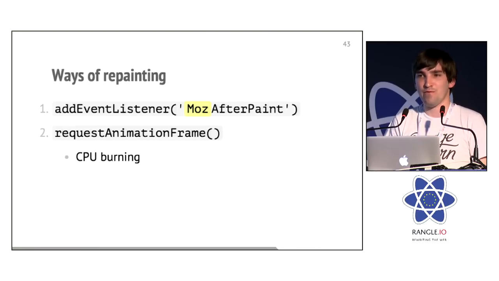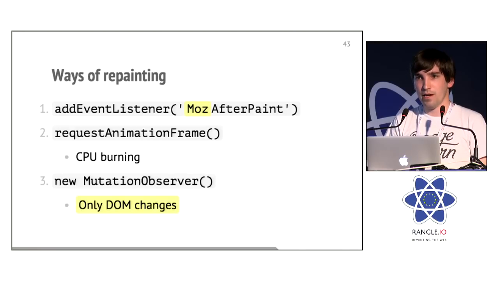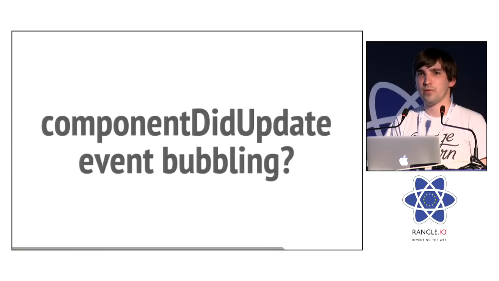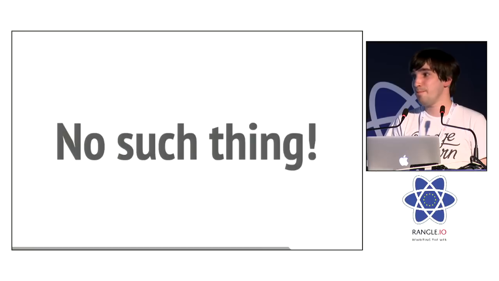We shouldn't have 60 FPS repainting and burning our CPU. Another option is a mutation observer, but this guy handles only DOM changes. It doesn't know about the input value property or scroll position, for example. But as I'm using React, maybe there is something which I can just get from React for free. I thought there is something like a componentDidUpdate event bundling, so it's a kind of perfect candidate to handle all these changes, because once you are changing state or props, you're expecting the app to re-render. But there is no such thing.